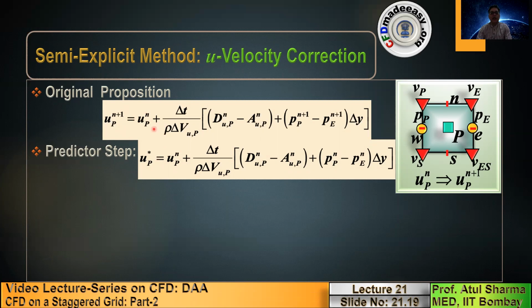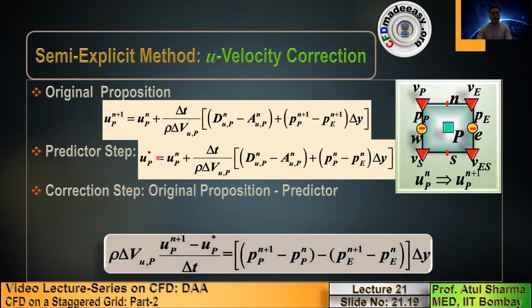So if you subtract these two equations, you will get rho delta Vp times Up n plus 1 minus Up star. If you take this term on the left hand side, these two terms will cancel down. If you take this rho V, which is the volume, to the left side, you get rho into volume divided by delta T. This Up n cancels down. This diffusion also cancels down when you subtract these two equations. And here you get p n plus 1 minus p n for the node, at the pressure at yellow circle P, and this is at E.